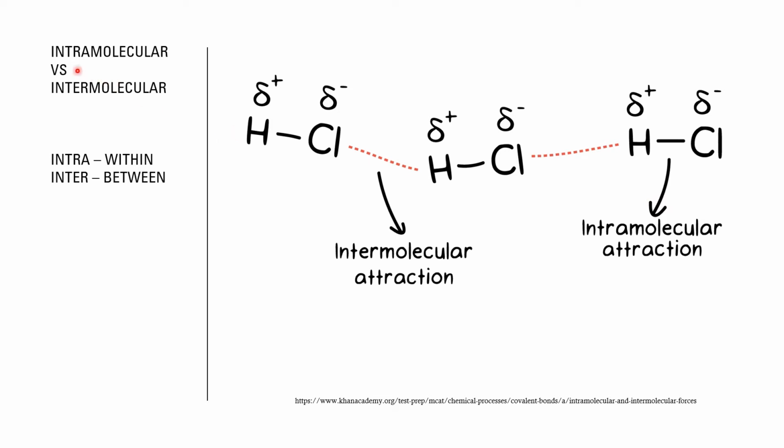So first off, let's distinguish between intra and intermolecular bonding. Intra means within and inter means between. We've actually already looked at intramolecular bonding in the last couple of videos. They are the bonds that exist within molecules themselves. So ionic bonds, covalent bonds, metallic bonds are all examples of intramolecular bonding.